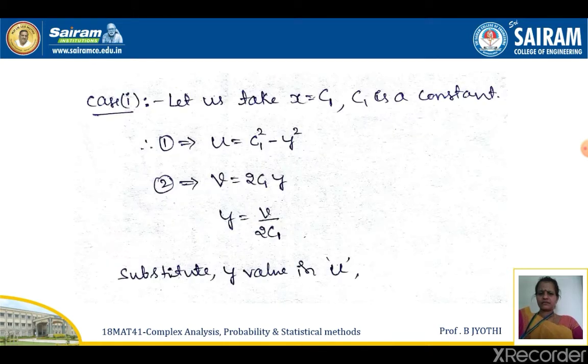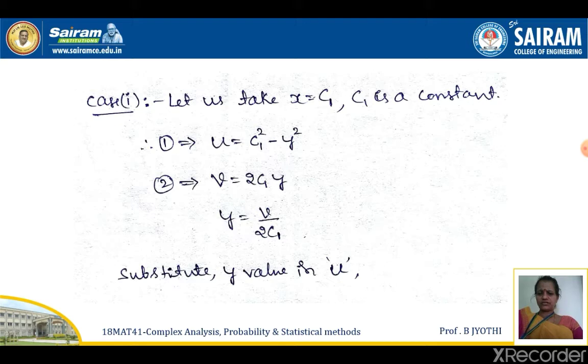Let's take the first case, that is when x is a constant. x is C1, where C1 is a constant. Therefore, equation 1 implies u is equal to C1 squared minus y squared. And equation 2 implies v equals 2C1 into y. That is, y is v by 2C1.